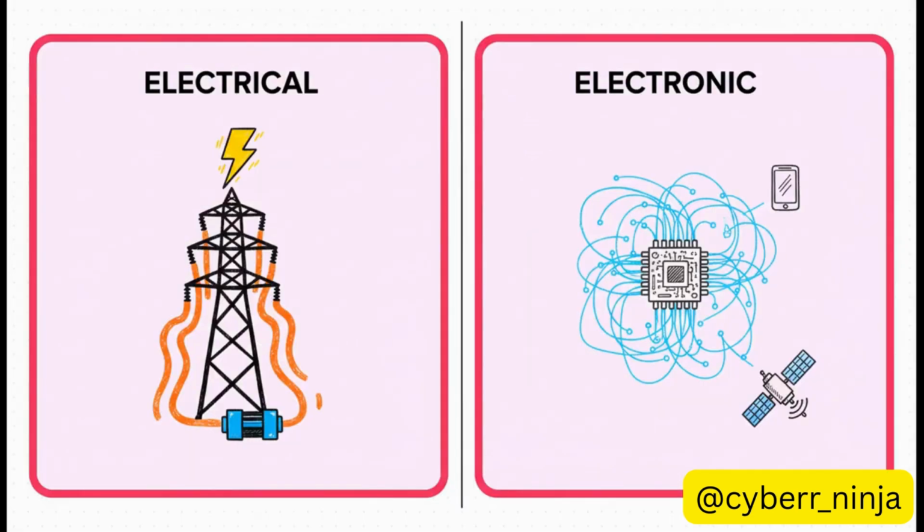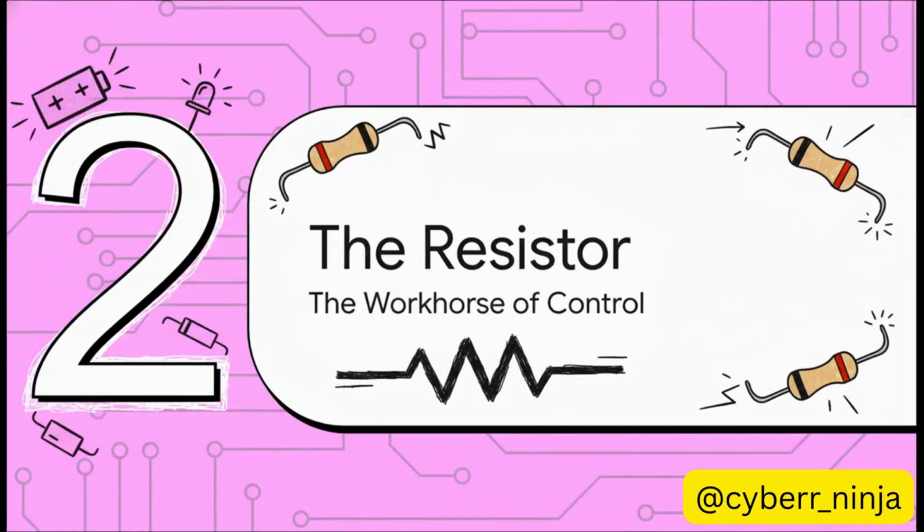And that's the key distinction right there. Electrical tech is all about generating and moving raw energy, like the power lines coming into your house. But electronic technology, that's about the precise control of that energy. It's about manipulating the flow of tiny little electrons to process information. That control is the secret ingredient that makes everything from your laptop to a satellite work. So, how do we get that control? Well, we start with the most basic, most common component in the entire electronics toolkit: the resistor.